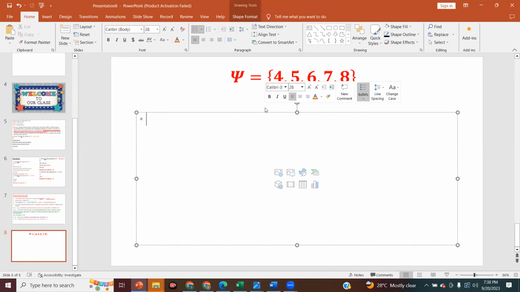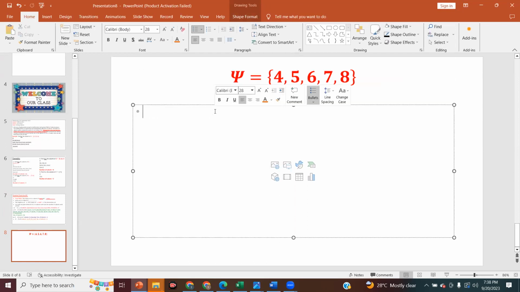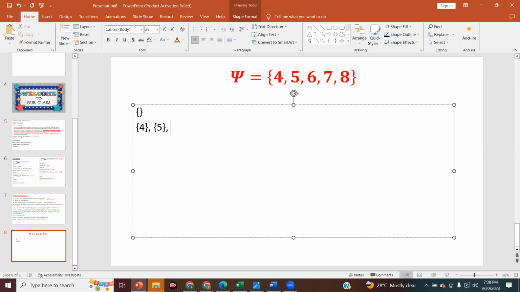All right, so let's do it step by step. The thing is, you have to keep things in order. The first thing is the empty set. The second thing is going to be the singletons. That's 1. That's 5. That's 6. That's 7. And that's 8.